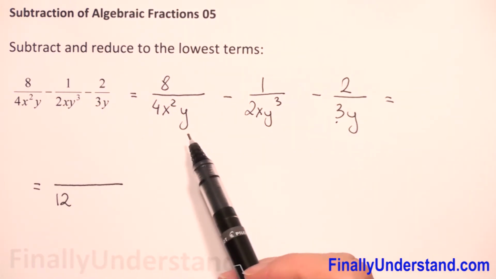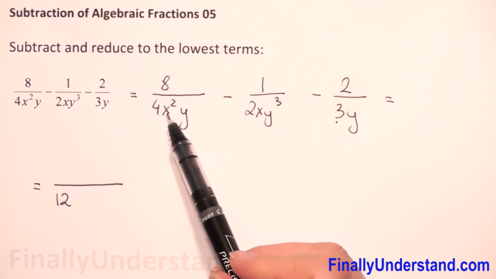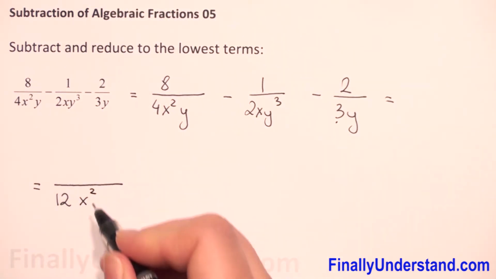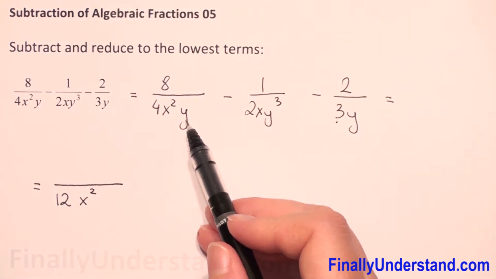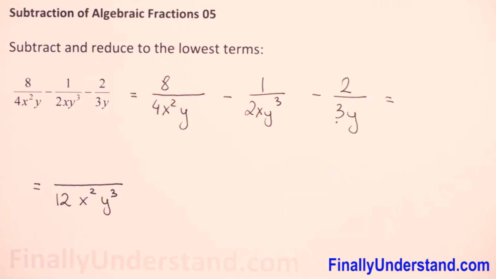And next we check the variables. We have x and y. We have to choose the variable with the highest power. X squared we have and x, so it will be x squared. And we have y and y cubed. The highest is 3, so it will be y to the third power.